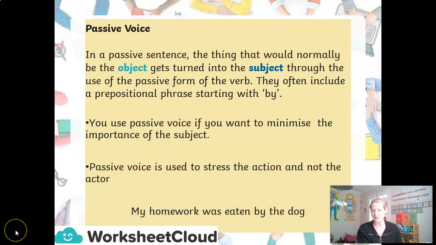So if you ever wanted to use an excuse and you want to minimize your importance in the sentence, okay, "Sorry miss, I didn't do my homework." That means you put yourself first. "Sorry miss, my homework wasn't done by me" puts you last. Okay, it's not a very correct use of the English language, but it's passive voice as opposed to active voice.